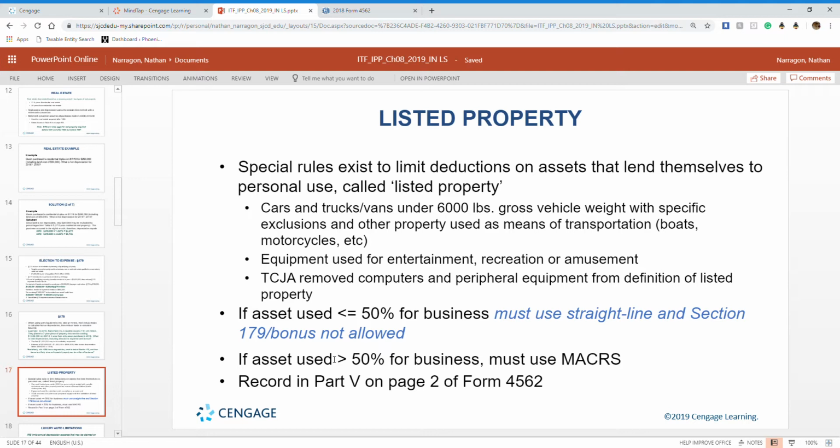But the new law removed computers and peripheral equipment from the definition. Because with computers we can do both ways. The law just says if you put it for business, it's mostly going to be for business. When in actuality, we're probably on Facebook all the time.